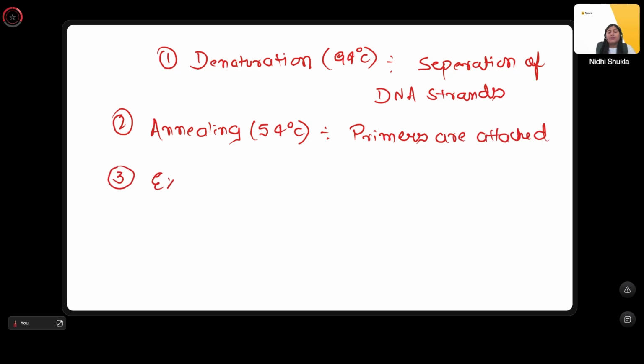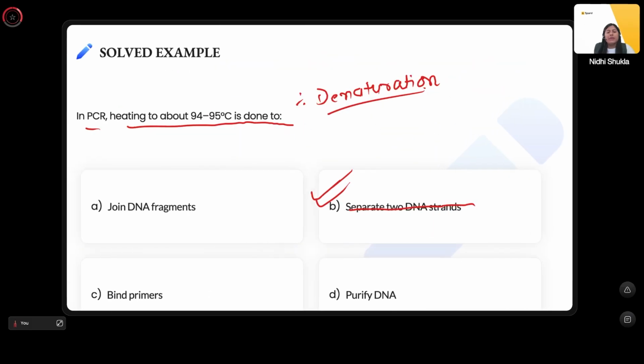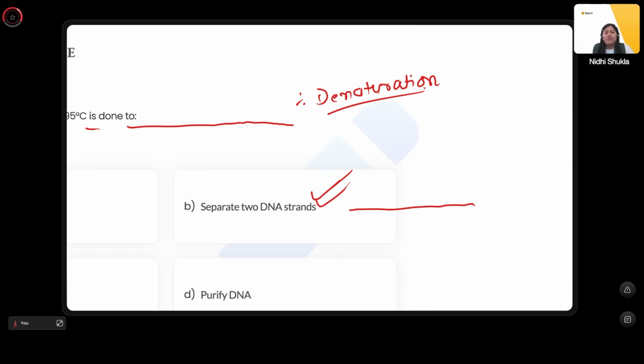The third step is extension, which happens at 72 degrees Celsius. And what do you do at extension? In extension, Taq polymerase, which is a type of DNA polymerase found in Thermus aquaticus, extends the DNA fragments. So these are the three basic steps of PCR, starting with heating to about 94 to 95 degrees Celsius for denaturation to separate the two DNA strands.